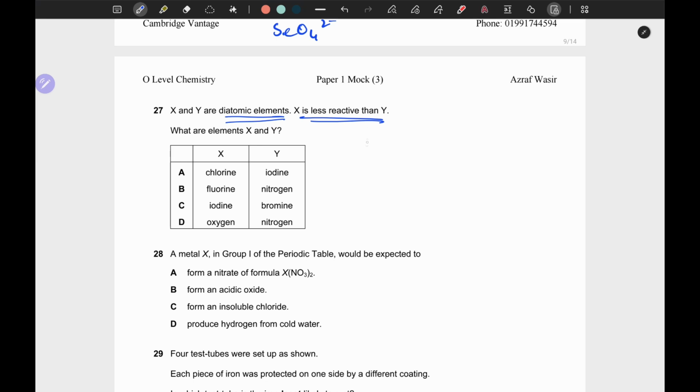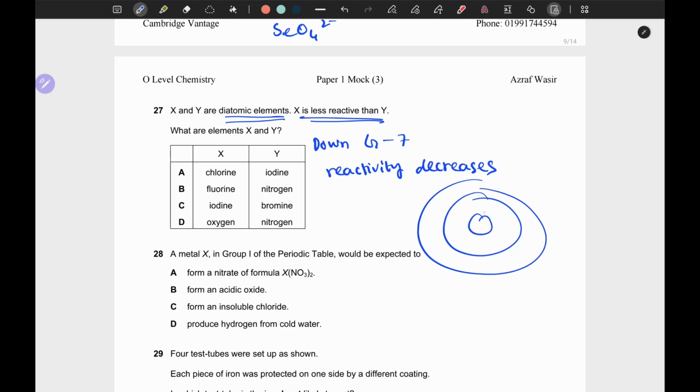Now let's try to recall a concept. Down group 7, reactivity decreases. And the reason for that was because the atom kept on getting bigger. So it got more and more difficult for the atom to gain an additional electron. And since the atom can't gain an electron, its reactivity has decreased. So if that is the case, if you look at C, iodine and bromine, iodine is below bromine in group 7. So in that case, C should be our answer over here.